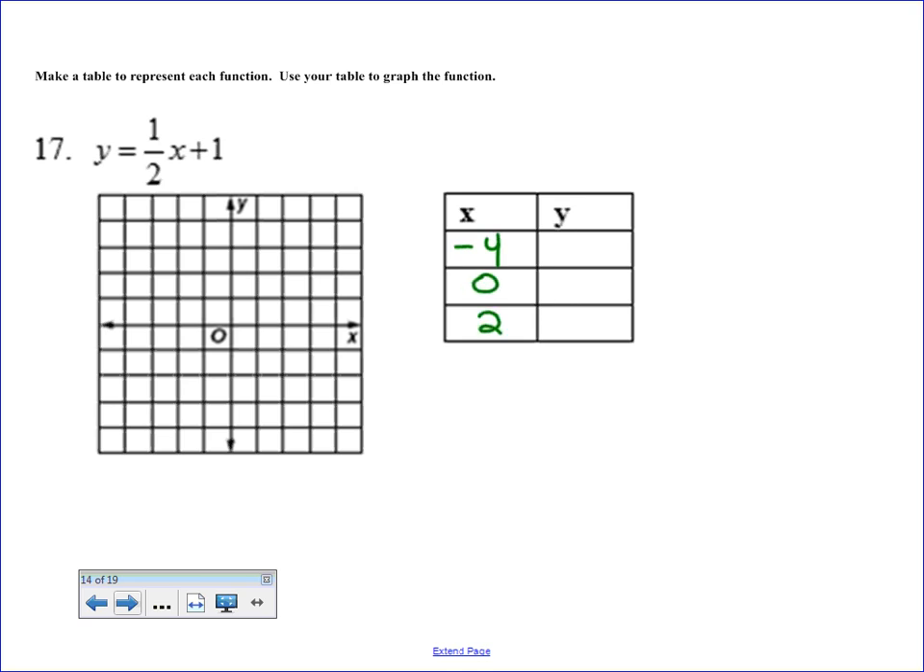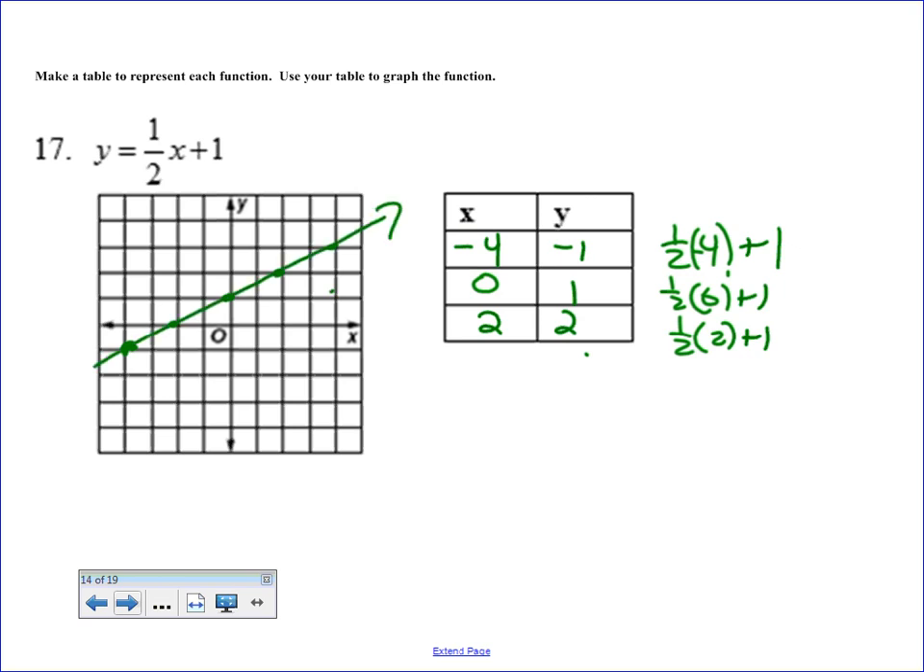So 1/2, and I'll show you, 1/2 times negative 4 plus 1 would be negative 1. 1/2 times 0 plus 1 is 1, and 1/2 times 2 plus 1 is 2. So if I plot my points here, I get negative 4, negative 1, 0, 1, and 2, 2. If I were to plot intermediate points, or pick some different points, I'd end up with a function that looks like that.